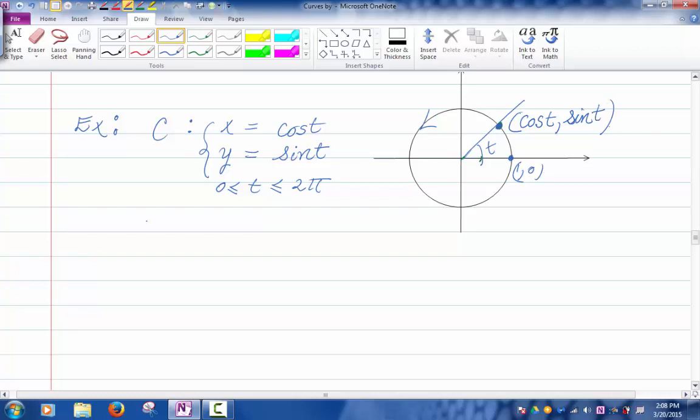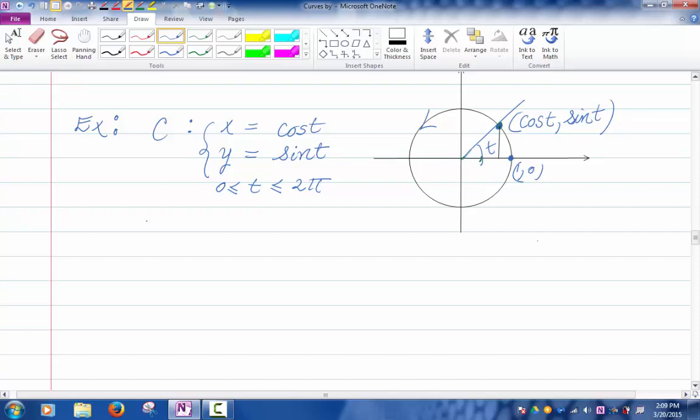Remember, the very definition of the trig function would say that if you have the unit circle here, then the cosine of t would be the adjacent side and the sine of t would be the opposite side, and so those are exactly the coordinates of the intersection of the terminal side with the circle. So cosine t is the x coordinate, sine t is the y coordinate of that point. Is everybody okay with that? That's the very definition of trig functions.